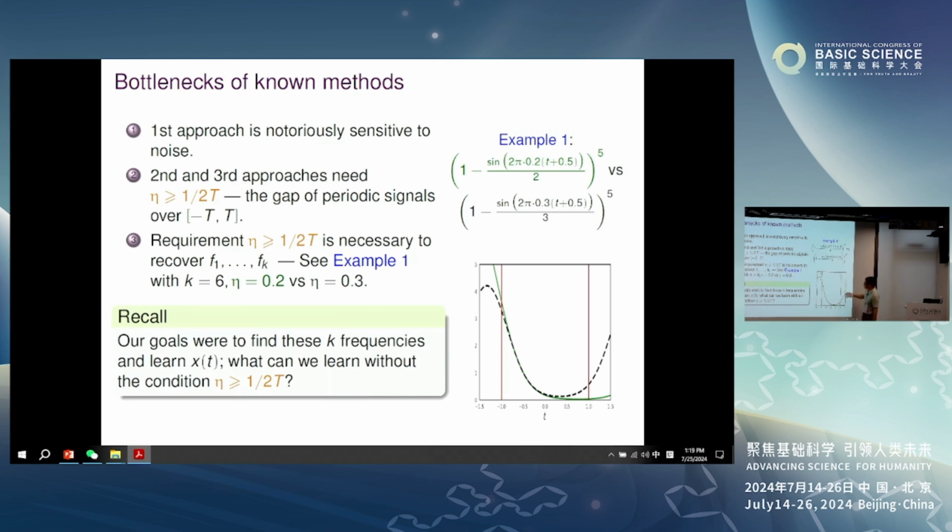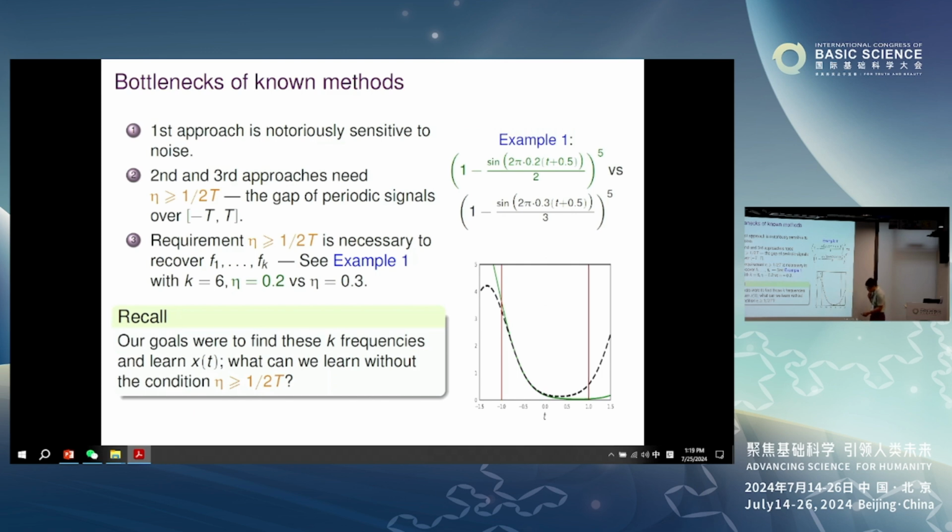So this is also saying, because we cannot distinguish them, there's no way we can find out these frequencies. This example is given by Anka, saying this requirement on the frequency gap is necessary to recover all the frequencies. Recall our goal was to find these k frequencies and learn the true sparse representation xt. So the main question we want to answer is: what can we learn without the condition that eta is greater than 1/2t?